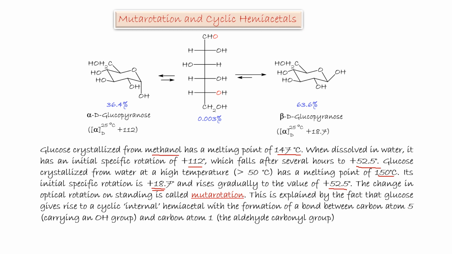The change in optical rotation is what we call mutarotation. It's actually taking the molecule from the cyclic hemiacetal to the open structure to another cyclic hemiacetal, alpha and beta. The alpha we can get from crystallization in methanol, while the beta we get when we crystallize from water at high temperature. And they reach equilibrium and give a specific rotation of plus 52.